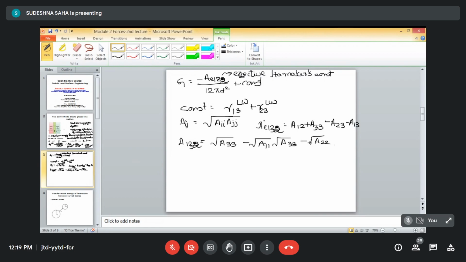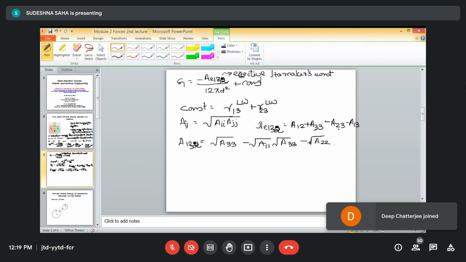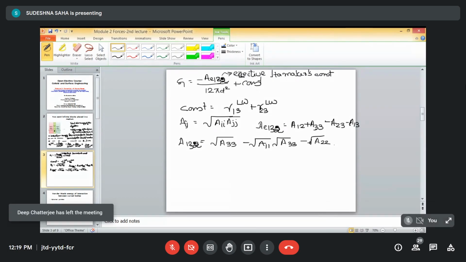If you simplify it, you replace A12 with square root of A11 and A22, A23 with square root of A22 and A33, as well as A13 with square root of A11 and A33, then you will obtain this equation over here. So for the force between the particles, whether they are attractive or repulsive, that basically depends on whether this A effective that we have considered is positive or negative.